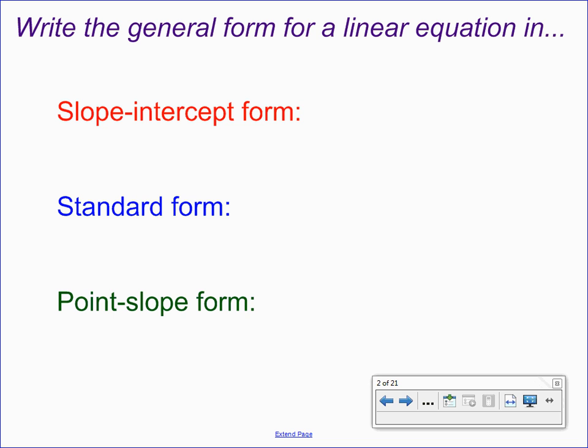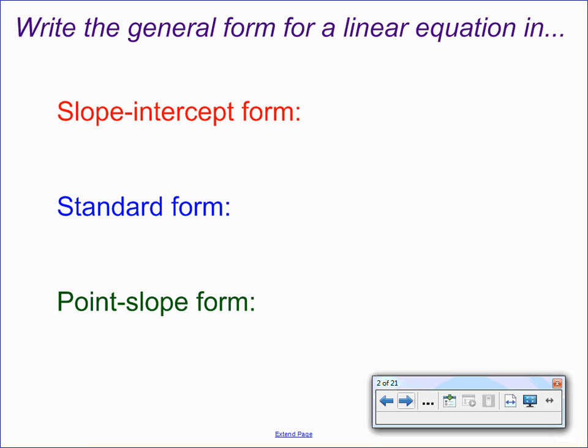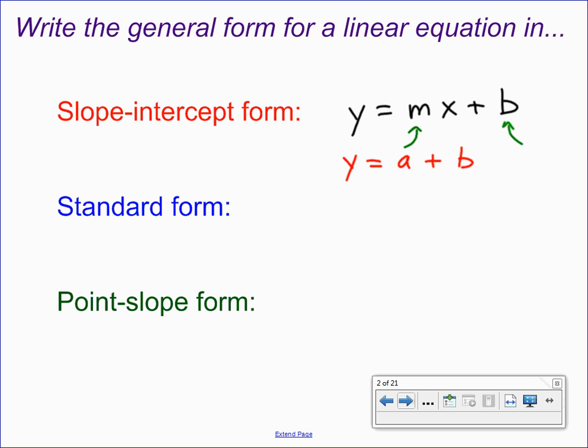So our slope-intercept form, the red line from our Bellwork, could be written a couple of different ways. We could write slope-intercept form as y equals mx plus b, where m is my slope of the line, and b is my y-intercept. We could also rewrite that as y equals a plus bx, where a is my start value and b is my rate of change.